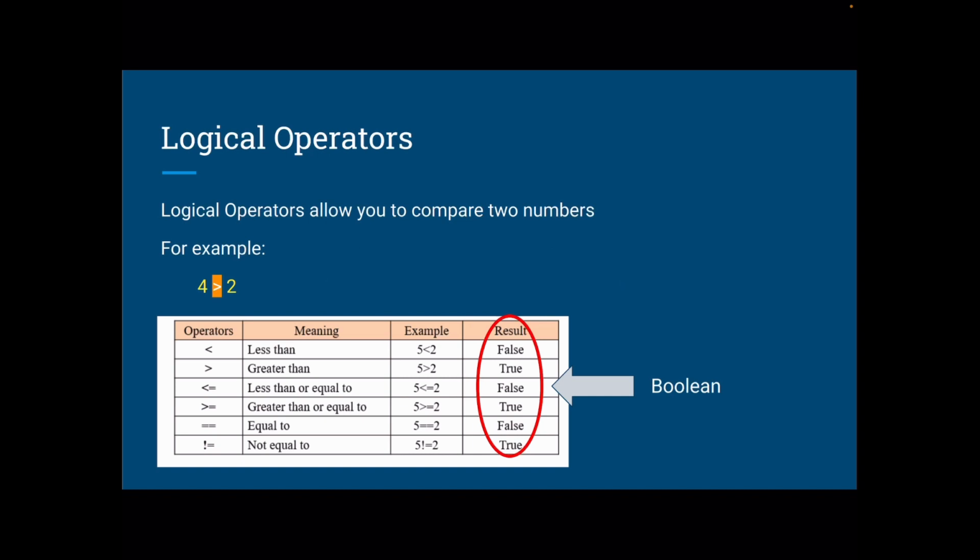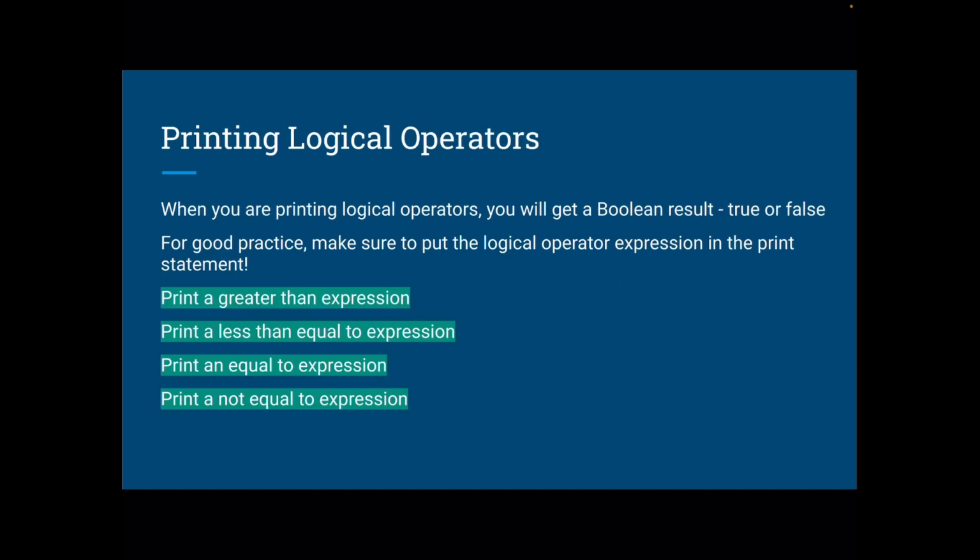So for example, if you say 4 is greater than 2, the result will be true, and the results are considered booleans because they're a true-false answer. When you are printing logical operators, you will get a boolean result, true or false, which is what I was saying earlier. And for good practice, make sure to put the logical operator expression in the print statement.